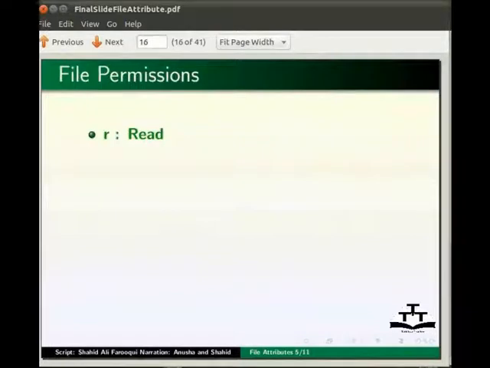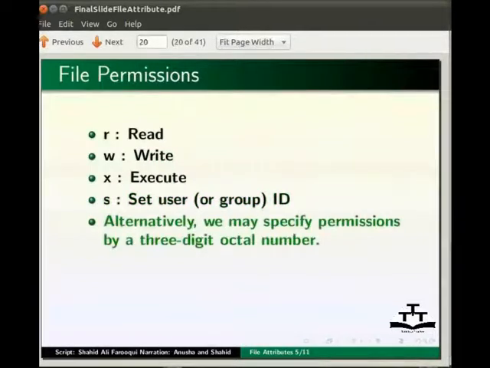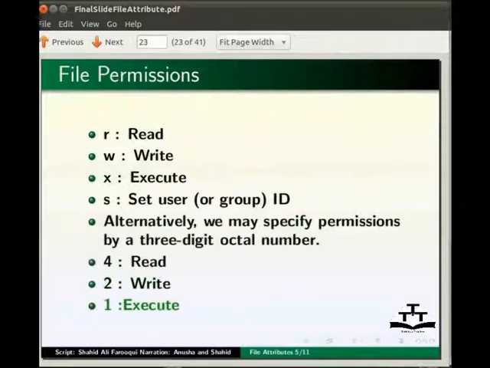There are the following types of access or permission: R, that is read; W, that is write; X, that is execute; S, set user or group ID. Alternatively, we may specify permission by a 3-digit octal number. The first digit stands for owner permission, the second for group permission, and the third for other permission. Permissions are calculated by adding the following octal values: 4, that is read, 2, that is write, 1, that is execute. Now we will look at some examples of chmod.